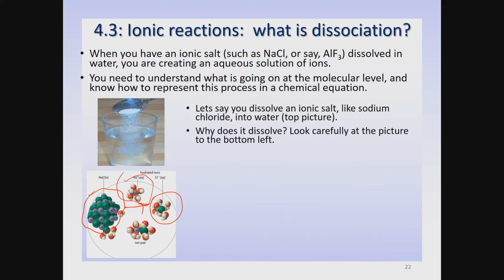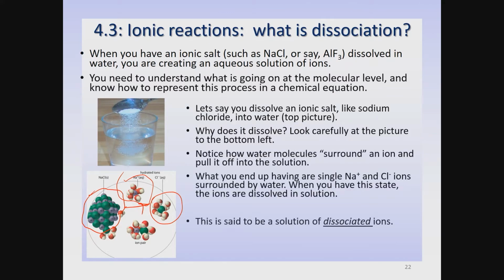This will happen over and over and over to all those ions in the crystal until all of the positive and negative ions that are jumbled up in the crystal have been pulled off, and they're all surrounded by water molecules. When that happens, it's said that the sodium chloride is fully dissolved. This process is called dissociation. I've got some notes on it here. One thing to note is when the ions are completely off into solution or surrounded by water, you would say they're dissociated ions.